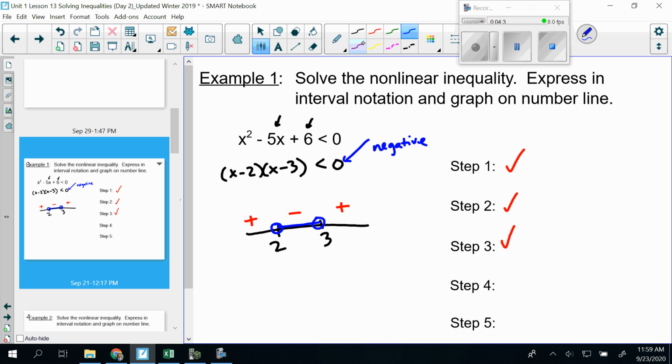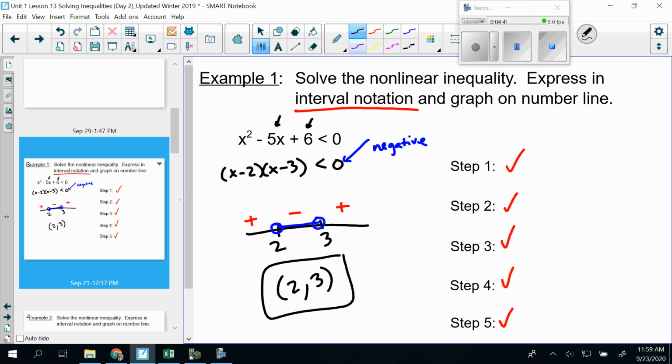So now the last step here that we've got to do is write our inequality out in interval notation. So in interval notation, we would write that as 2 to 3 with parentheses on both because we don't want to count those endpoints.